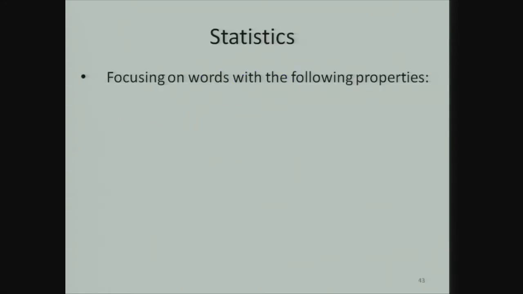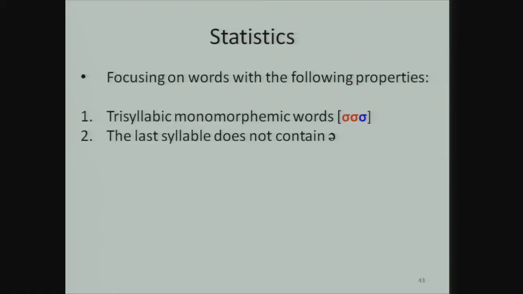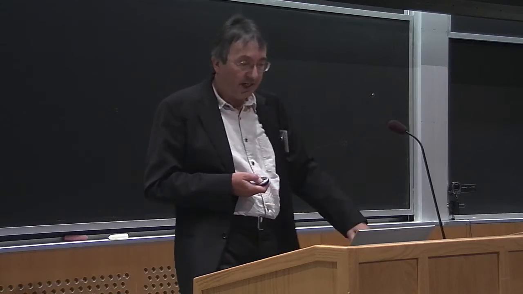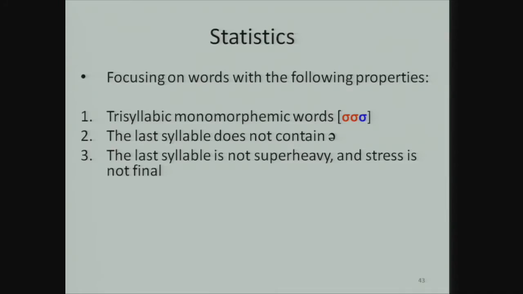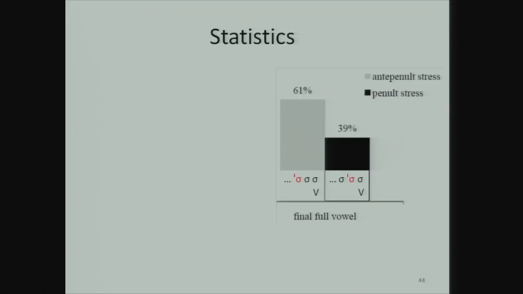So if we look at some data, taking words with the following properties: trisyllabic monomorphemes, last syllable doesn't contain schwa, because I will later talk about the schwa cases, and last syllable also not super heavy. If we look at these cases, then the distribution of antepenultimate versus penultimate stress, the result is that 60% are antepenultimate. So that is the default with a final full vowel.